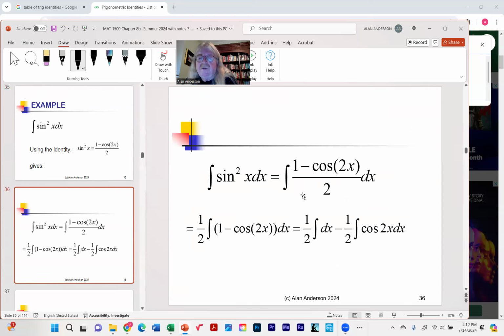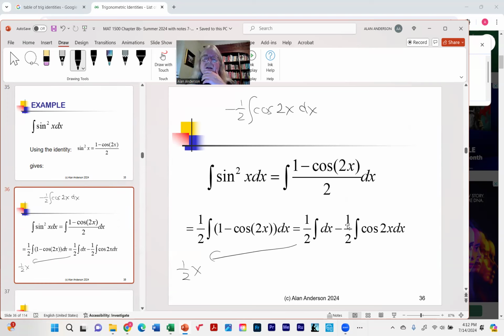Now you can simplify it a little. You move the 1/2 outside, and then you can break this up into two integrals. You'll have 1/2 of the integral of dx minus 1/2 the integral of cosine 2x. So this one is easy. How about this one? Well, this is just straight ahead u substitution.